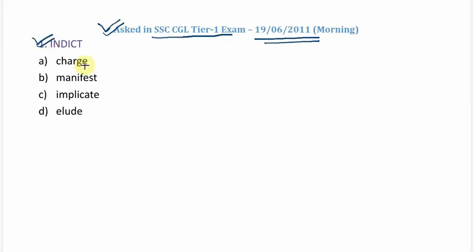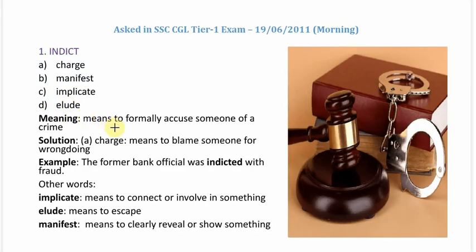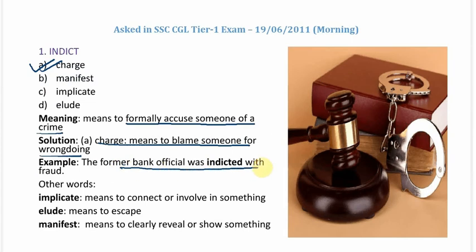So the first word is called indict, and our options are charge, manifest, implicate and elude. So let's look at the meaning of this word. So indict means to formally accuse someone of a crime, and charge means to blame someone for wrongdoing. So the synonym of indict is charge. So for instance, the former bank official was indicted with fraud. So this is an example sentence for the word indict.